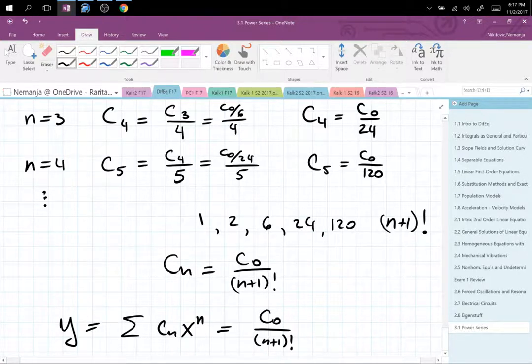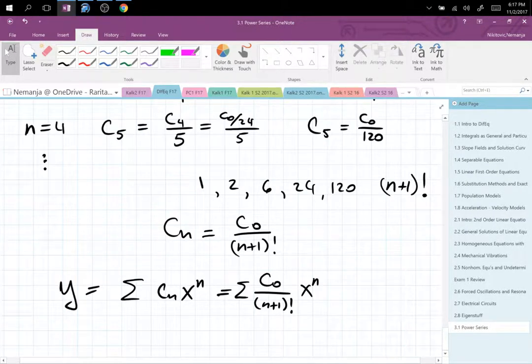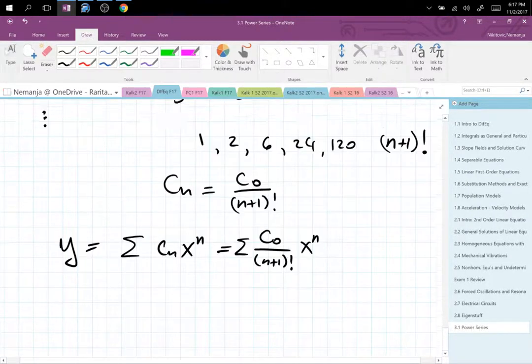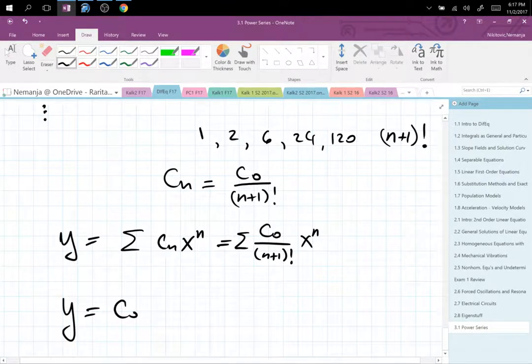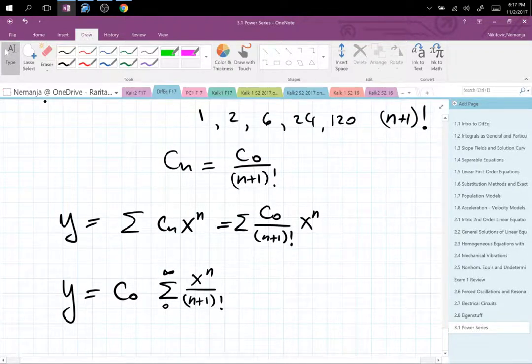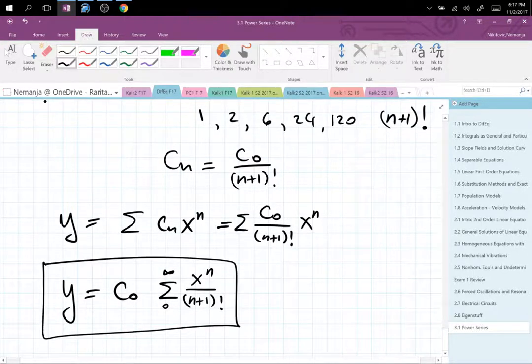And then, I'm missing the summation, I'm missing x to the n. There we go. Now C0 is a constant, so that escapes in front. And I have summation of x to the n over n plus 1 factorial, which is going from 0 to infinity. Now, this is the solution. Can I actually figure out some kind of a function out of this?